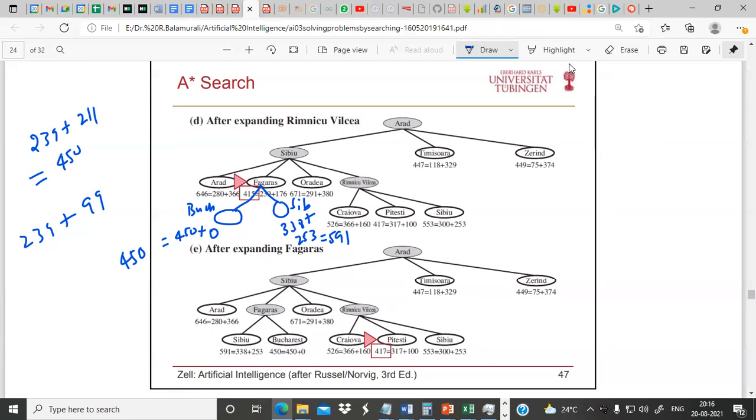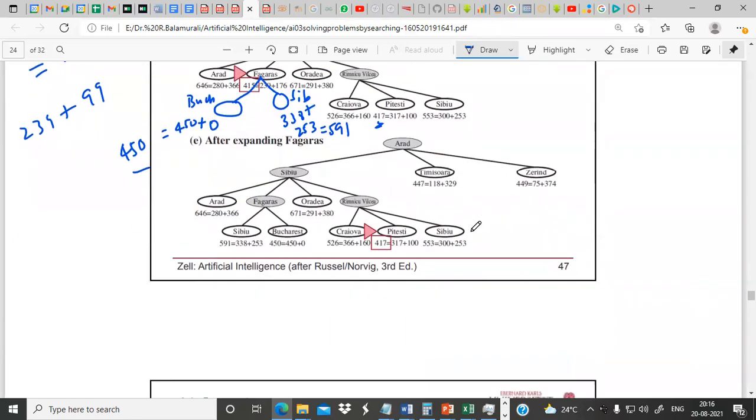Okay. So fine. Now from the unexplored nodes, again we should see which is the minimum cost one. So now this is 450, this is 591, 646, this is 671, this is 526, this is 417, 553, 447, 449. Now the minimum cost is Pitesti. This is the minimum cost one. Now we have to explore Pitesti.